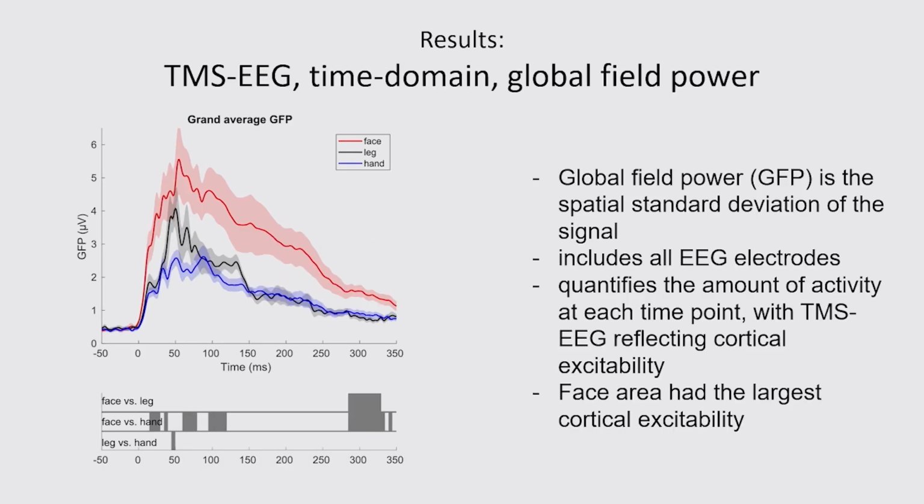Then looking at these same potentials slightly differently, with a measure called global field power. That's basically the spatial standard deviation of the signal, and it includes all EEG electrodes. Previously I just showed potentials from specific areas, but global field power includes all areas, all electrodes. So it's basically a global excitability measure. As you can see, the face area had the largest excitability, then the leg, and then the hand. So even though the motor threshold for the hand was most excitable, with this measure, it was not.